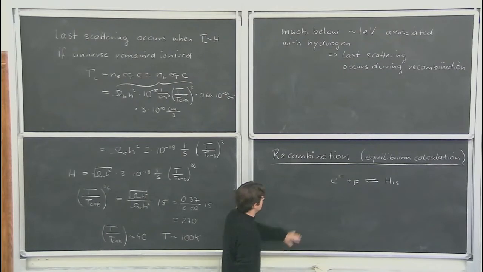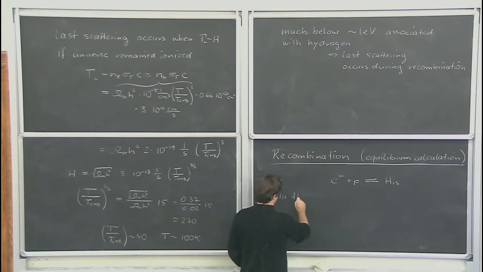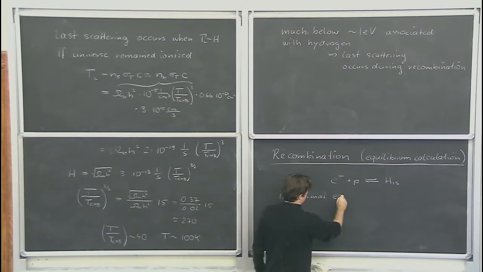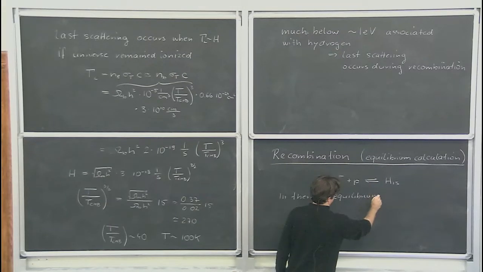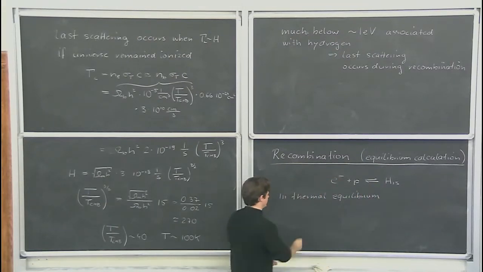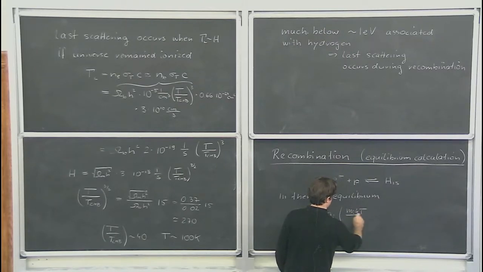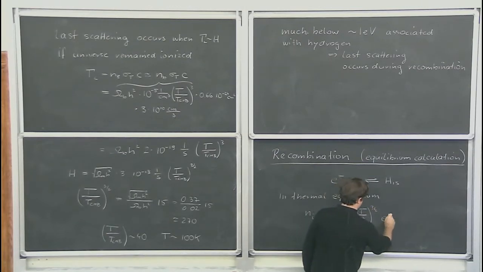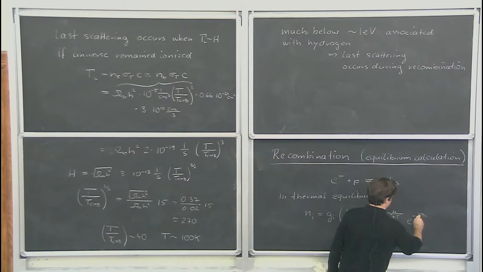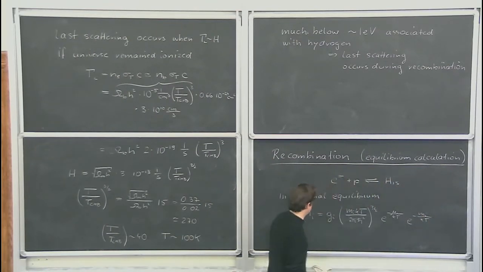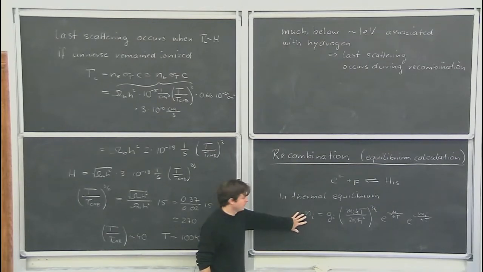And we know that in thermal equilibrium, the number density of any species, doesn't have to be any of these guys, is equal to the number of spin degrees of freedom times the mass times kT over 2 pi h bar squared to the 3/2 times e to the minus the chemical potential of that species over kT times e to the minus the rest mass of that species. So this is the number density of any species in thermal equilibrium.